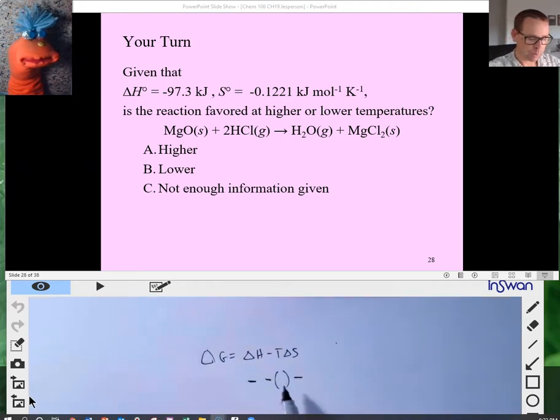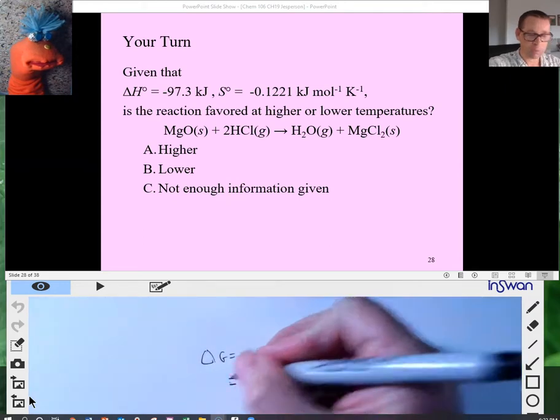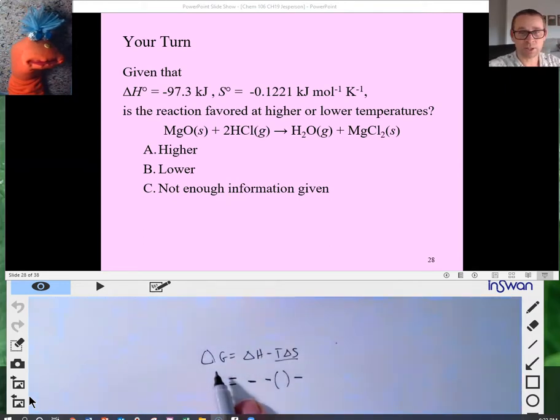But as we get a larger value here, I'm going to subtract this negative, and so that makes the contribution from this side a positive value, right? So the larger the temperature, the larger the positive value that's going to be added to this negative delta H. And again, if the reaction is spontaneous, then what's the sign on the delta G? It has to be negative. That's right. Very good. So is the reaction favored at higher or lower temperatures?